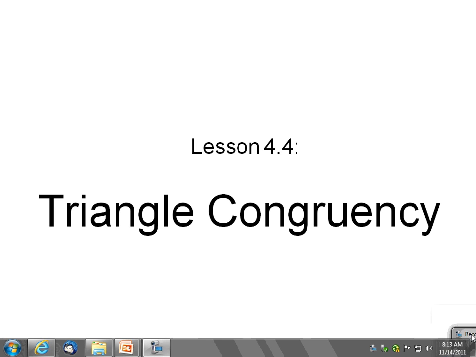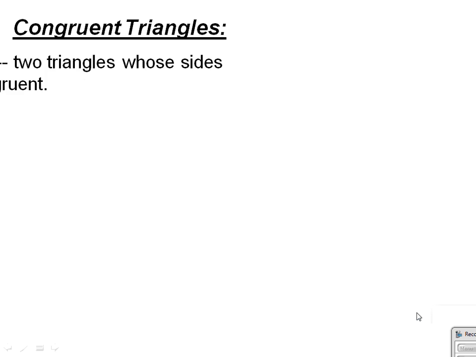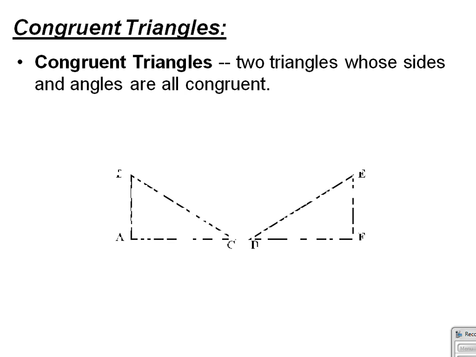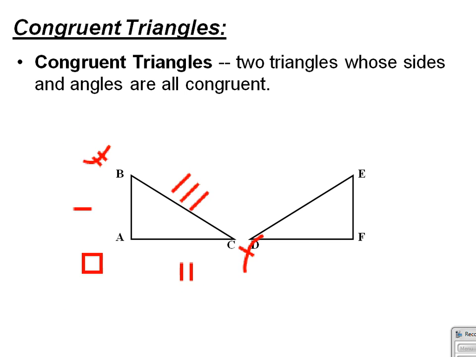Lesson 4.4 on triangle congruency. Now, let's talk about congruent triangles. We've reviewed this from Chapter 1. Any congruent geometric object, including triangles, are two triangles whose sides and angles are all congruent.